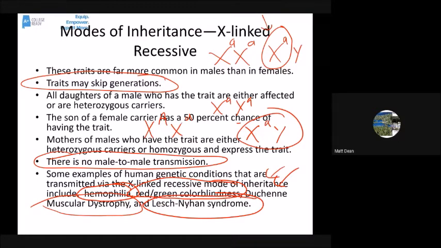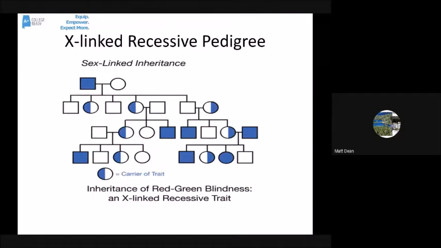Here's what a pedigree might look like for an X-linked recessive trait. So again, first thing we're going to look at, does the trait skip generations? And we can see in generation 2, even though there are some carriers, there are no affected individuals. If a trait skips generations, that should tell you it's probably recessive. The other thing we want to look at, are there carriers? And there are. So if there are carriers, the trait has to be recessive.